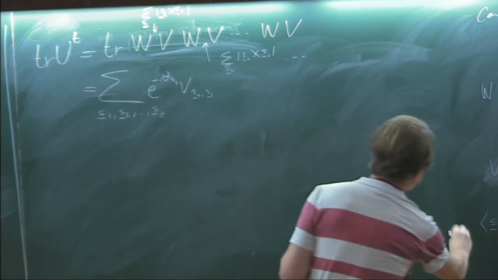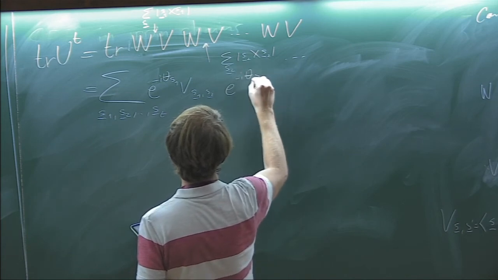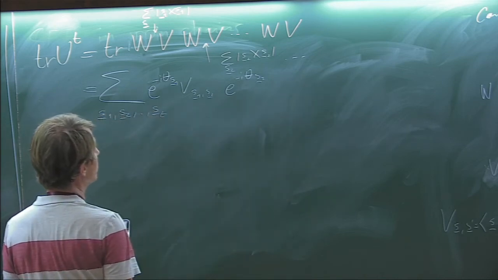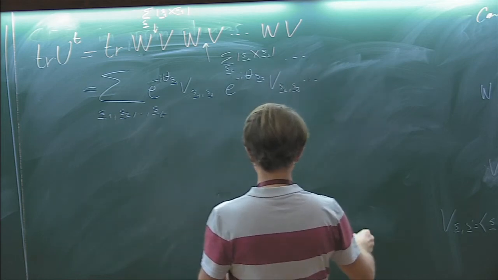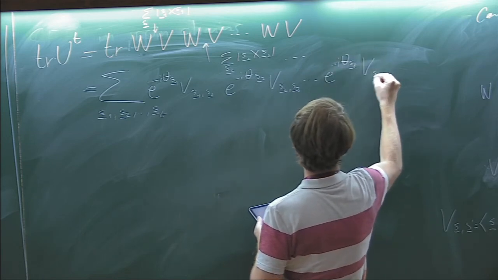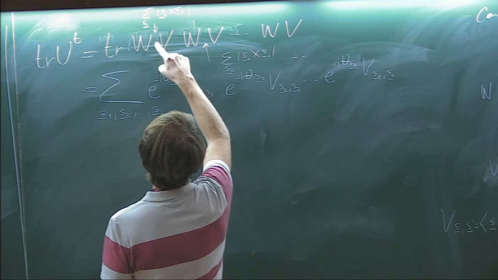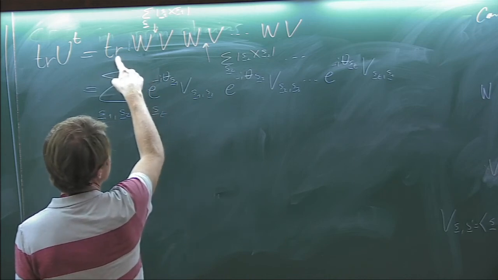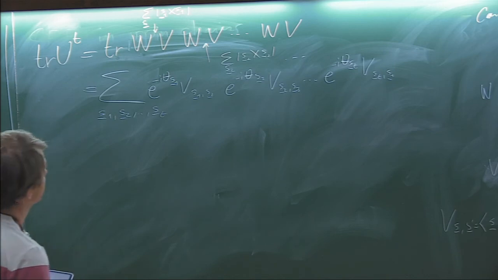This is the matrix element. Then e to the minus i theta of s two, and by underline I mean vectors, multi-indices, with components; this is s two, s three, and so on. And then e to the minus i theta of s t, and then v of s t, s one. All right, this is a trace. And a trace is also a sum over a basis, so I get this.